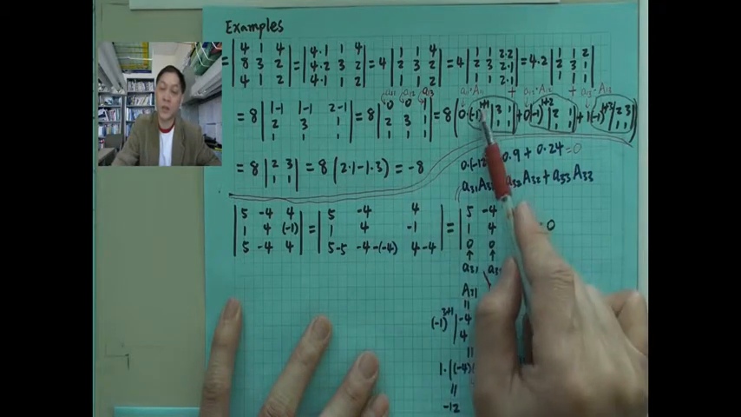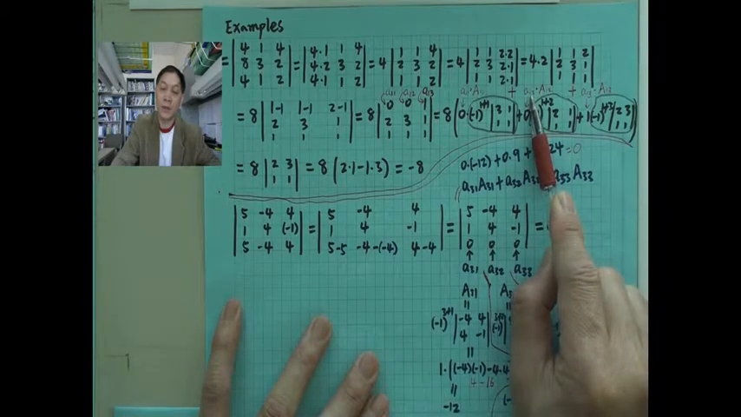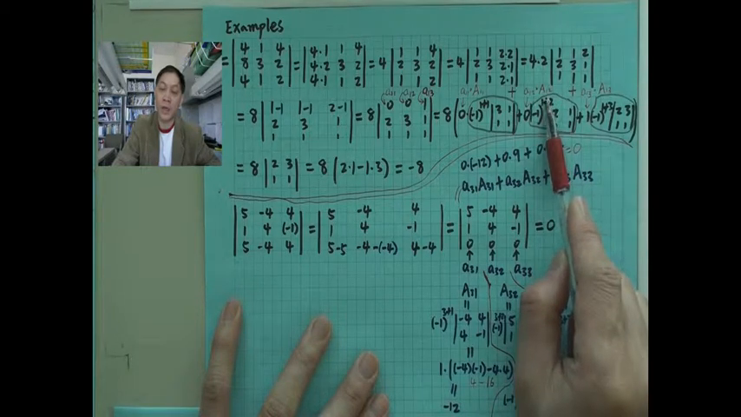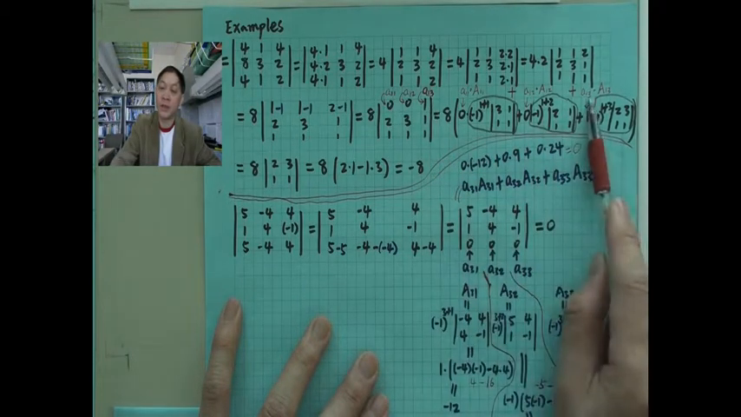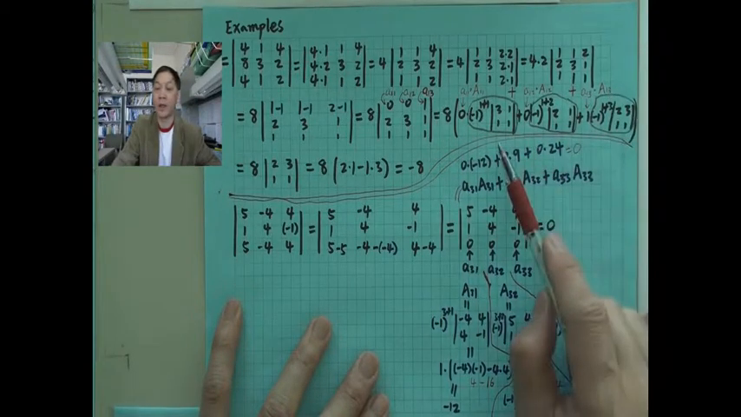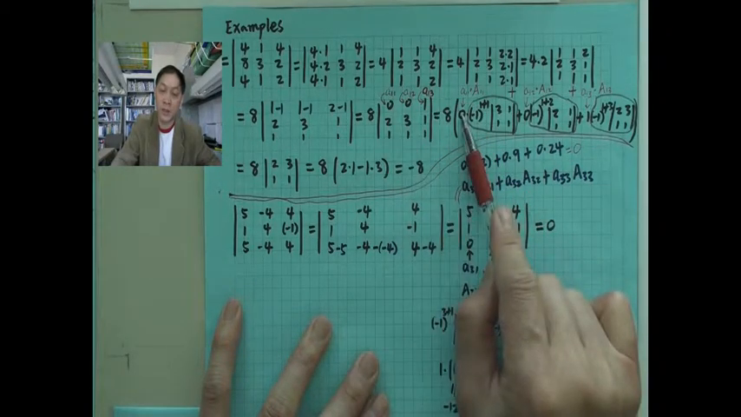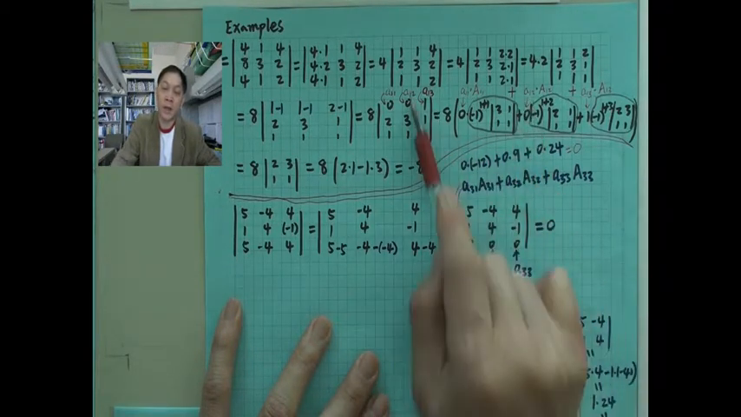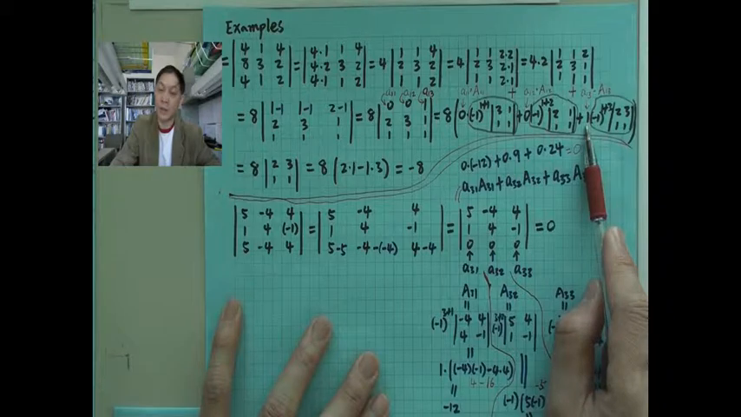Then plus this element 0, a12, times the corresponding cofactor, capital A12. And the last one is a13 times the cofactor, capital A13. Little a stands for the element. Here is 0, and here is 0. Only the last one, a13, is 1, so you put 1 in front of it.